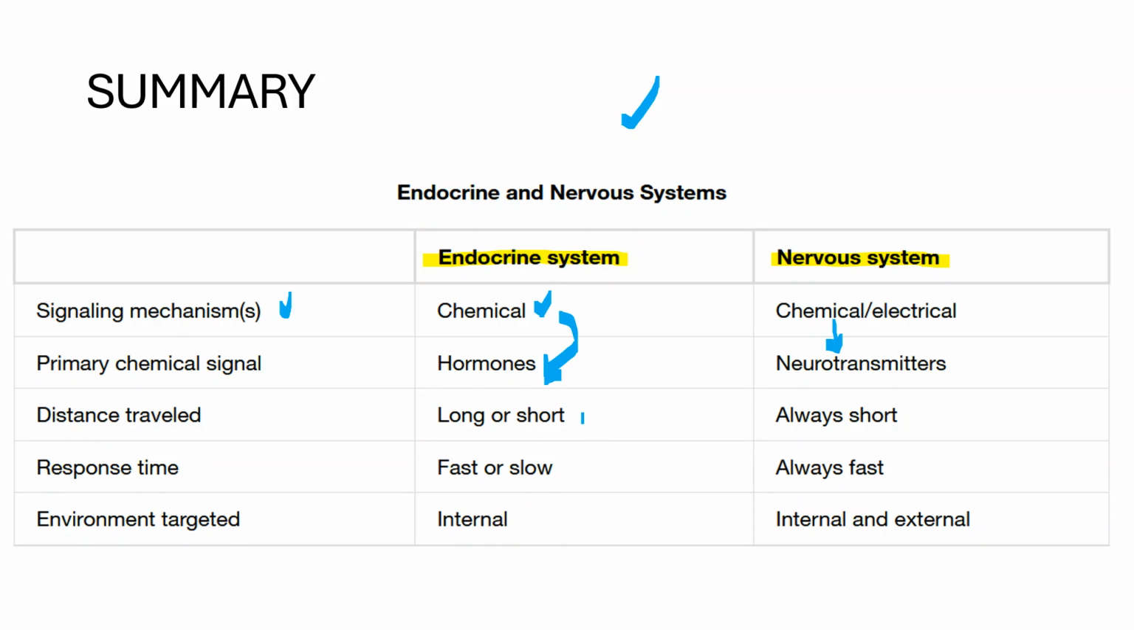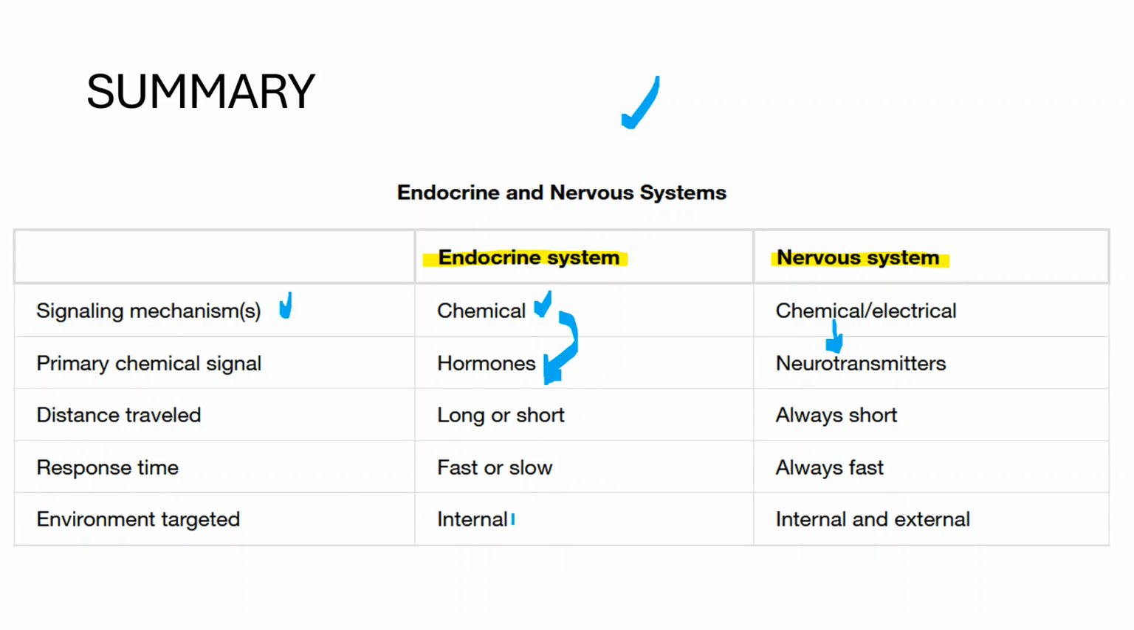Distance traveled, endocrine system could be long or short. It depends on where the gland is versus where the target cell is. It could be next door, or it could be across the body somewhere. Nervous system, it's always short. It's just crossing that synapse. Response time for the endocrine system could be fast or slow. Nervous system is always going to be a fast response time.